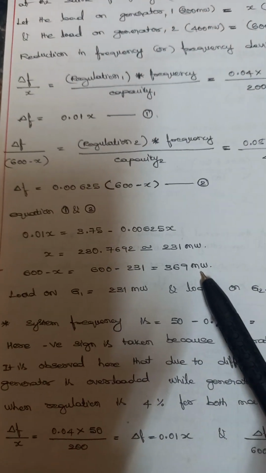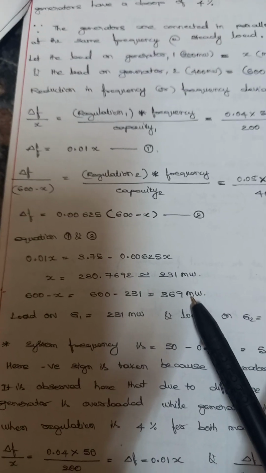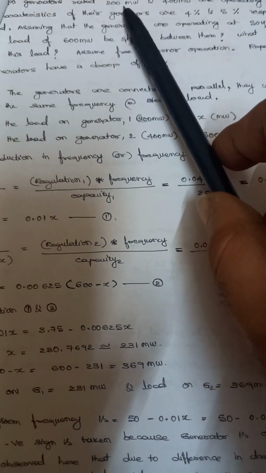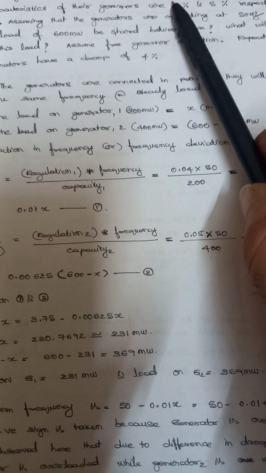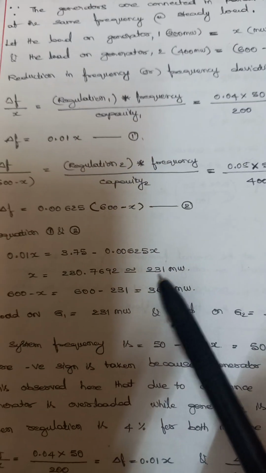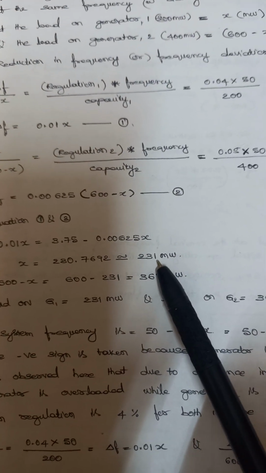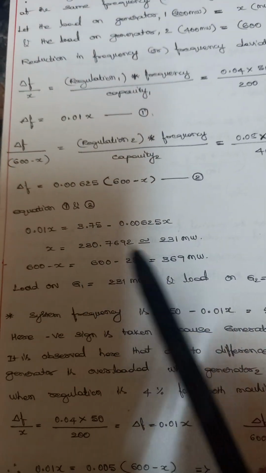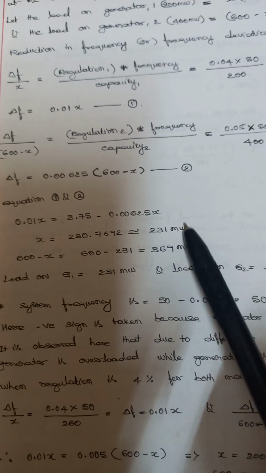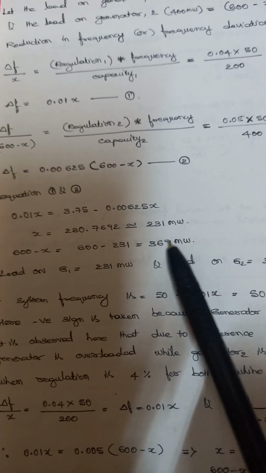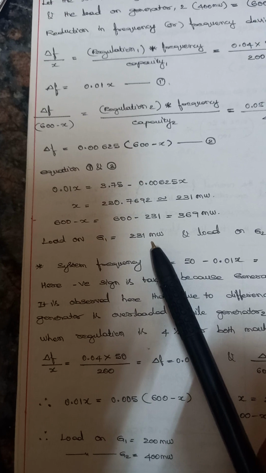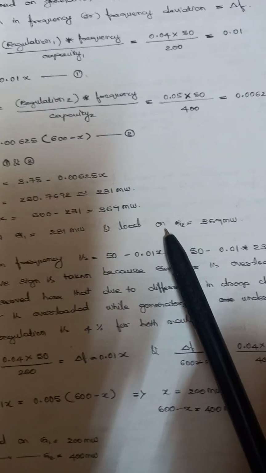Now we observe the rated capacities given in the problem: unit 1 is 200 and unit 2 is 400 megawatt. The calculated value for generator 1 is 231 megawatt, which is above its rating, and generator 2 is below 400 megawatt. So generator 1 is overloaded and generator 2 is underloaded. Therefore, the load on generator 1 is 231 megawatt and the load on generator 2 is 369 megawatt.